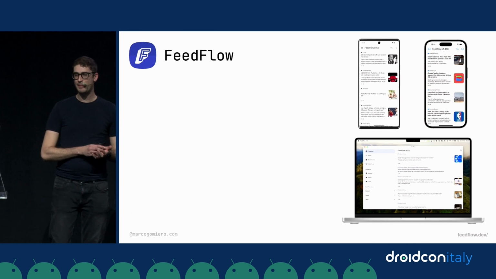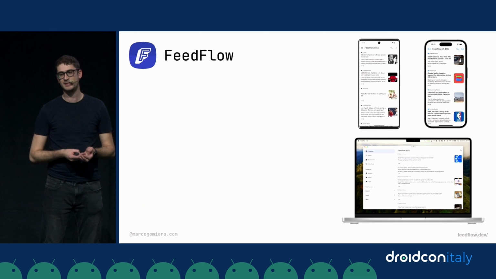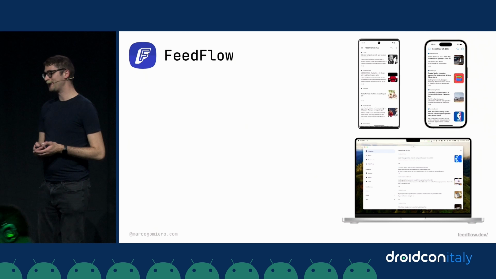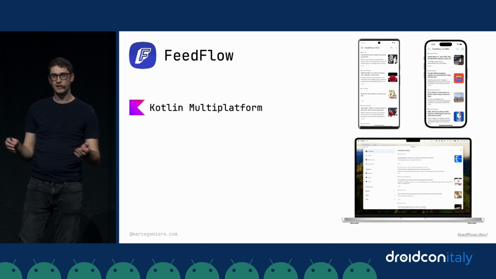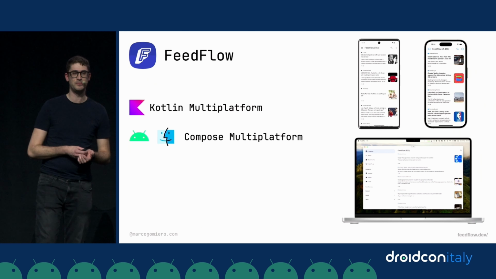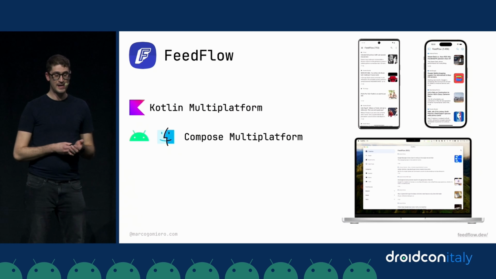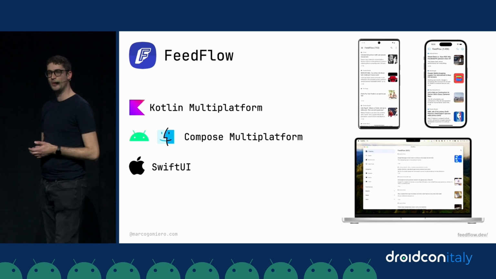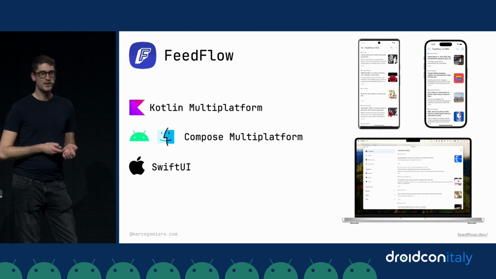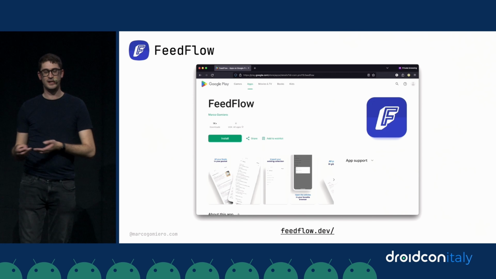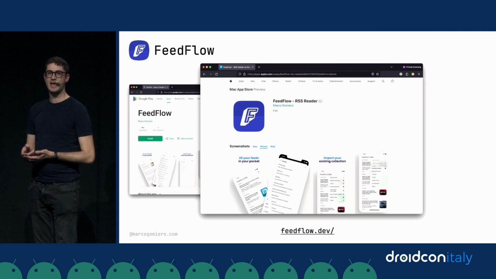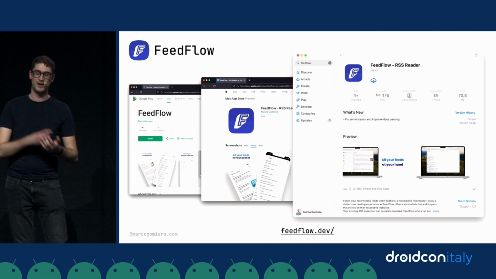So the app that I'm going to talk about is FeedFlow. That is an RSS reader app that I've been working on for the past 2 years in my free time, which was a fun ride. It is built with Kotlin Multiplatform for the business logic. On the UI side it is Compose Multiplatform on Android and macOS. For iOS, instead, I went the native way with SwiftUI because I wanted to keep myself sharp with SwiftUI. So that's the thing. After building it, I decided to release it on their respective stores: on the Play Store, on the Apple Store for iOS, and again on the Apple Store for macOS.